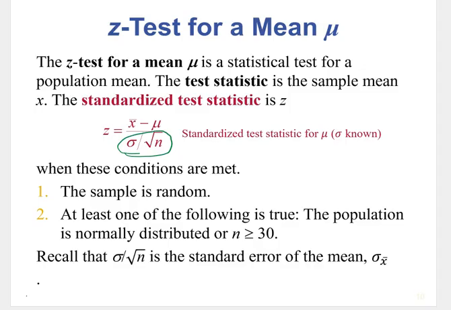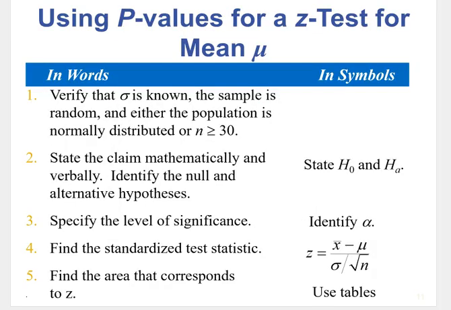All right, so if you're going to use p-values, and don't worry, we will do the critical value method as well. Here are your steps. And again, you can press pause and write these down, but we are going to go through all these steps. We're going to verify that we know the standard deviation of the population. We're going to verify that it's a random sample, that it's normally distributed, or the sample size is greater than or equal to 30.